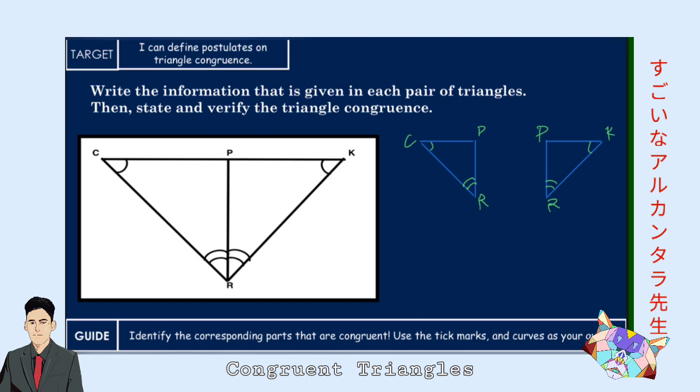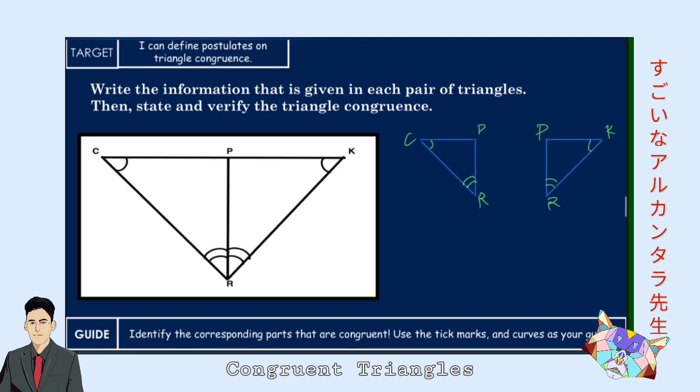And the first one, let's name it as the triangle CPR, and it's actually congruent to the triangle formed by KPR. We know for a fact that the angles formed in C and K are congruent because of the one tick mark. So let's say angle PCR is congruent to the angle formed in PKR.